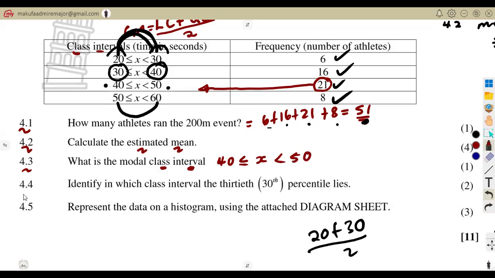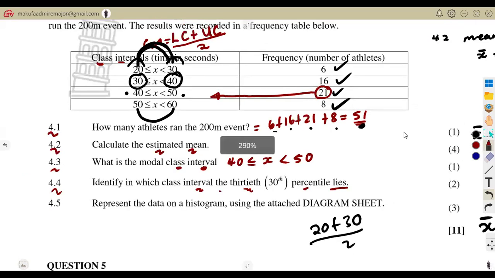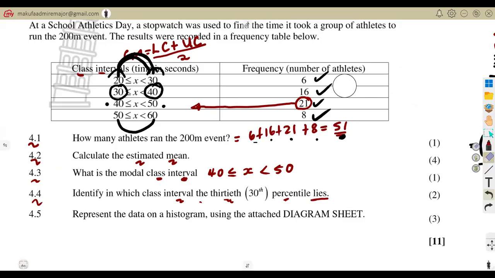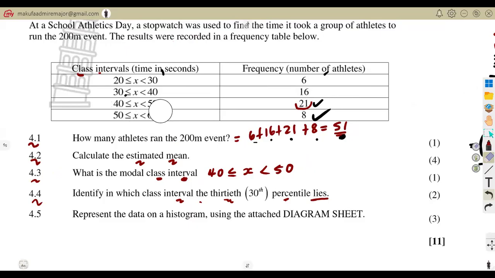All right. 4.3. Identify in which class interval. Identify. That is the question there. In which class interval does the 30th percentile lie? In which interval are we going to have the 30th percentile? Remember from the concept of the median, those percentiles, this and that. The first thing is to locate what is called position, the position of that term.